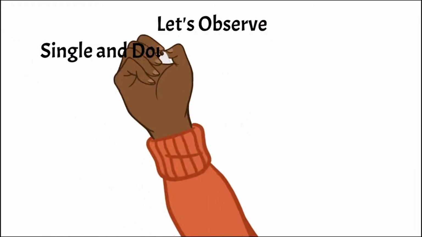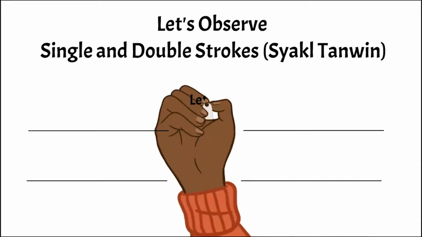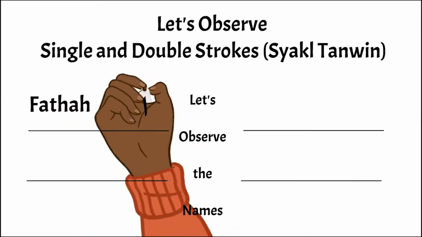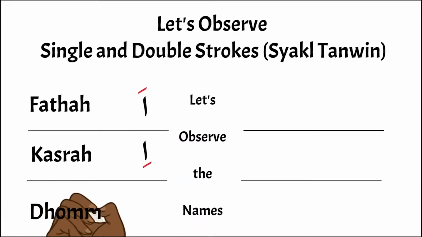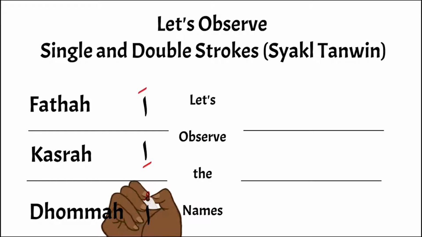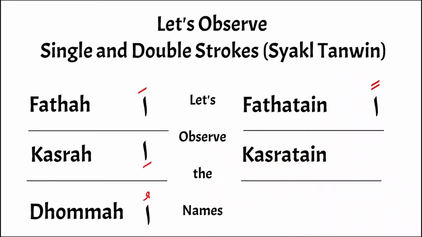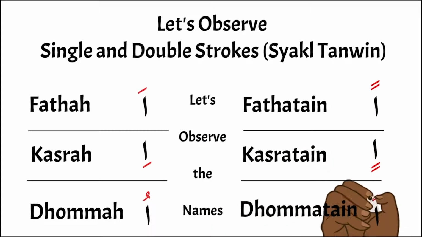Let's observe single and double strokes. Let's observe the names. Fathah, A. Kasrah, I. Dhammah, U. Fathatain, An. Kasratain, In. Dhammatain, Un.